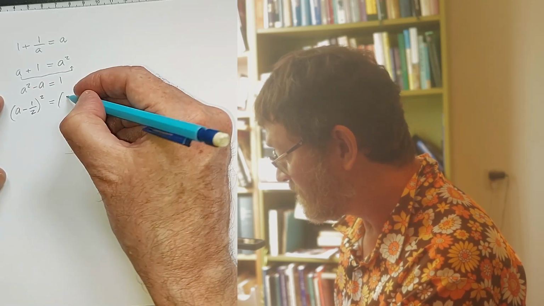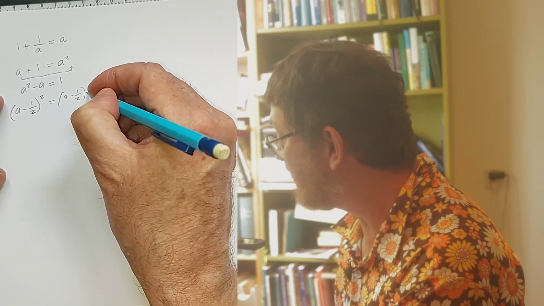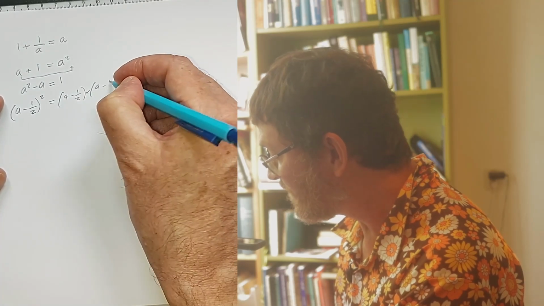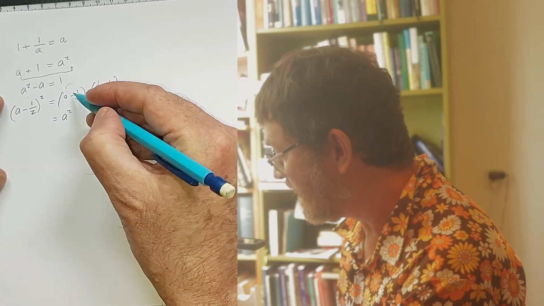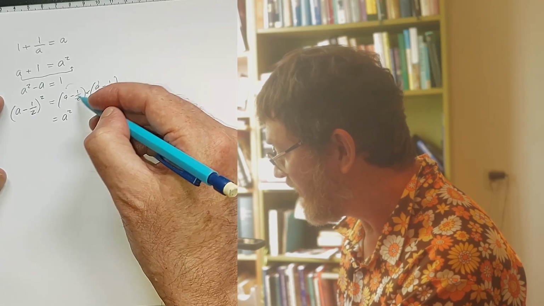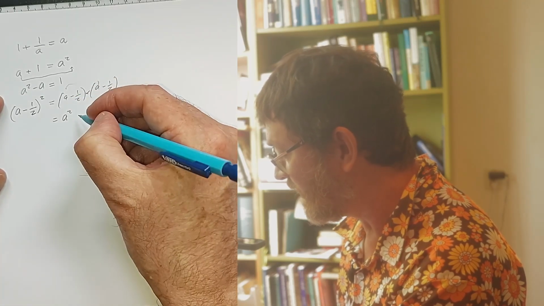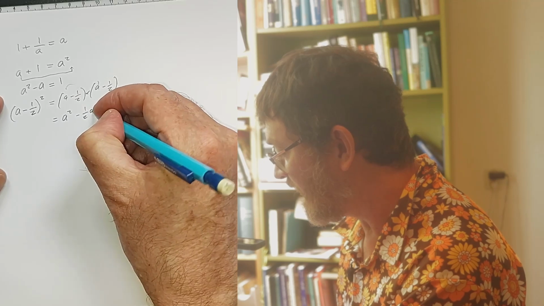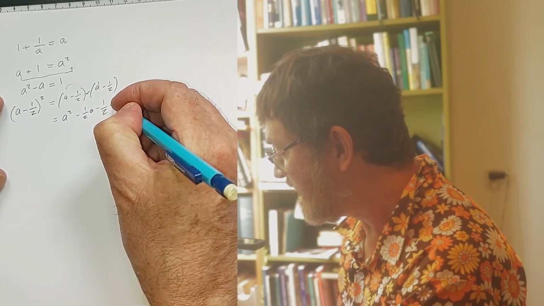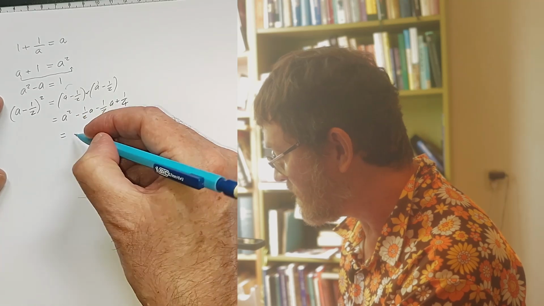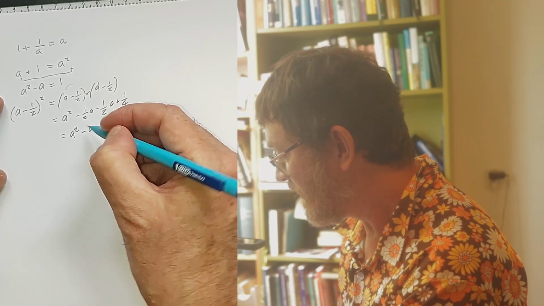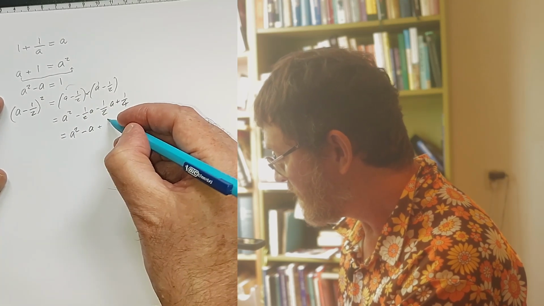It's A minus a half times A minus a half, which is equal to A squared, multiplying that term. Then we've got two of these essentially. We've got minus a half times A and minus a half times A, plus a quarter from multiplying the two halves. And the reason we did this in the first place is we've got A squared minus A plus a quarter.